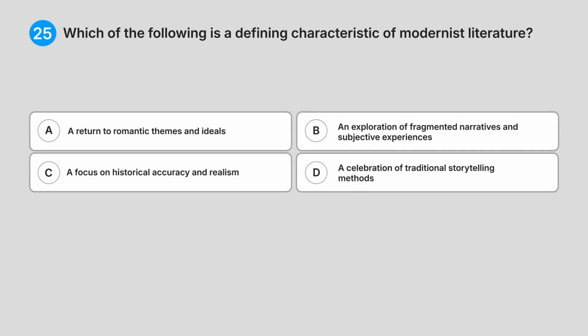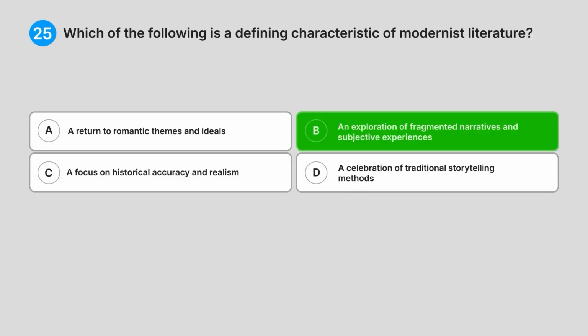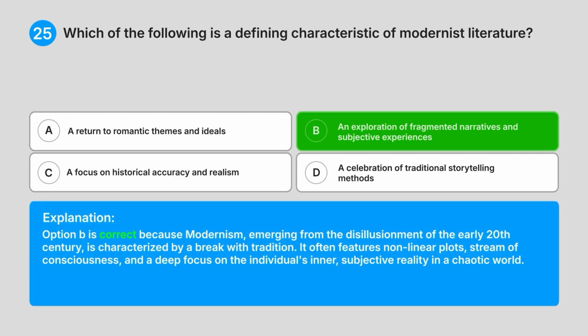Correct answer. B. An exploration of fragmented narrative and subjective experiences. Explanation. Option B is correct because modernism, emerging from the disillusionment of the early 20th century, is characterized by a break with tradition. It often features non-linear plots, stream of consciousness, and a deep focus on the individual's inner subjective reality in a chaotic world.